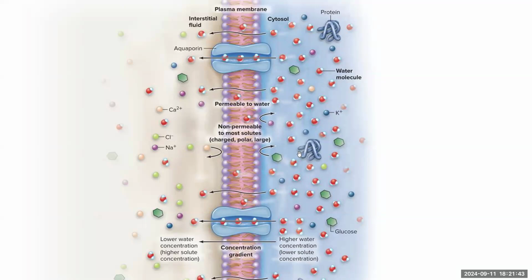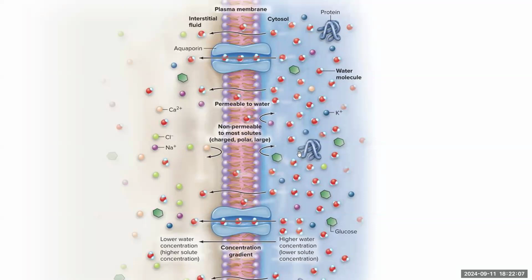And that's representing H2O, okay? Oxygen is the red molecule, and the hydrogens are those two little white or light blue bumps on it. So notice, on which side of the plasma membrane do you see more water molecules? On the right side, which would be the cytosol, the intracellular fluid. Good.